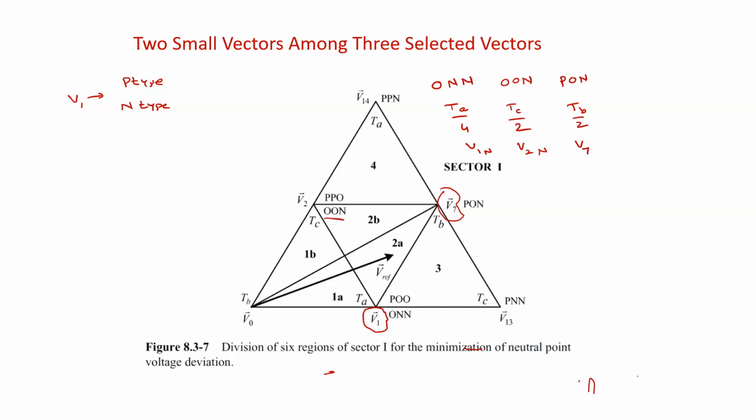What is next? V1 POO. What will come after next? V1, sir. P00, yeah, good. So that means how much duration do we need? PA by 2. So it means it is V1 P-type small vector. Okay, so what comes after this?